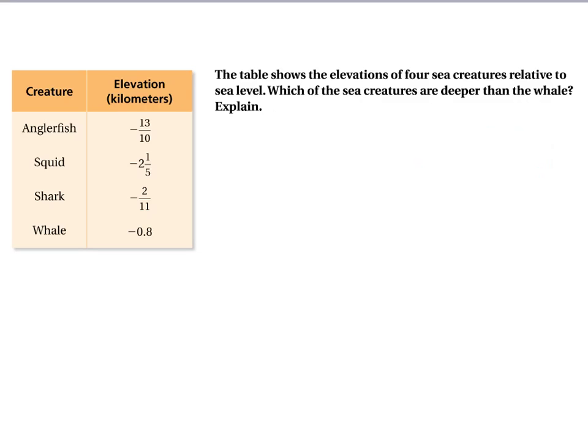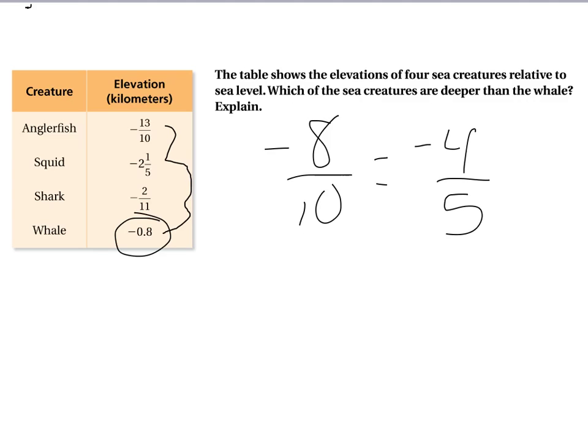Table shows elevations of 4 sea creatures relative to sea level. Which of the sea creatures are deeper than the whale? Explain. We've got 4 different rational numbers here that we want to look at and figure out which ones are bigger than the whale. Here's the whale. -0.8 would be -8/10, which of course reduces down to -4/5. I then can compare it with the other things.